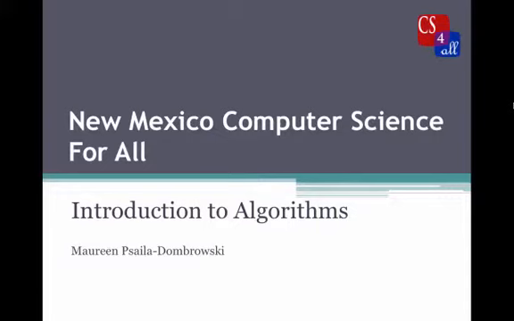This presentation provides an introduction to algorithms. Algorithms are a fundamental building block of all computer programs.